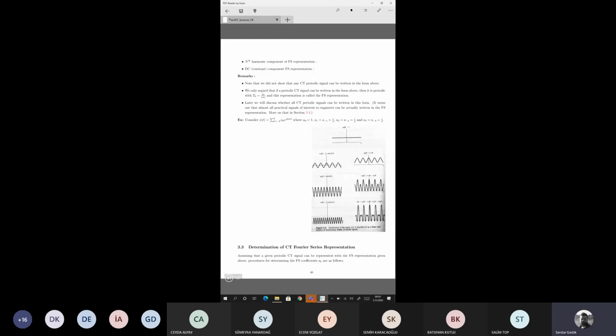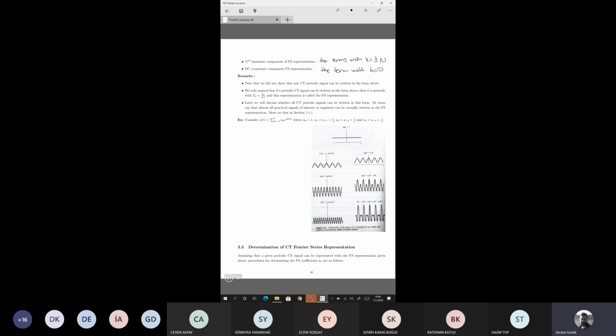What else? The nth component, or nth harmonic component, of this Fourier series representation is simply the terms with k equals plus minus n, and the DC component is the term with k equals 0. So the term with k equals 0 is the DC component. It is actually the unique term.